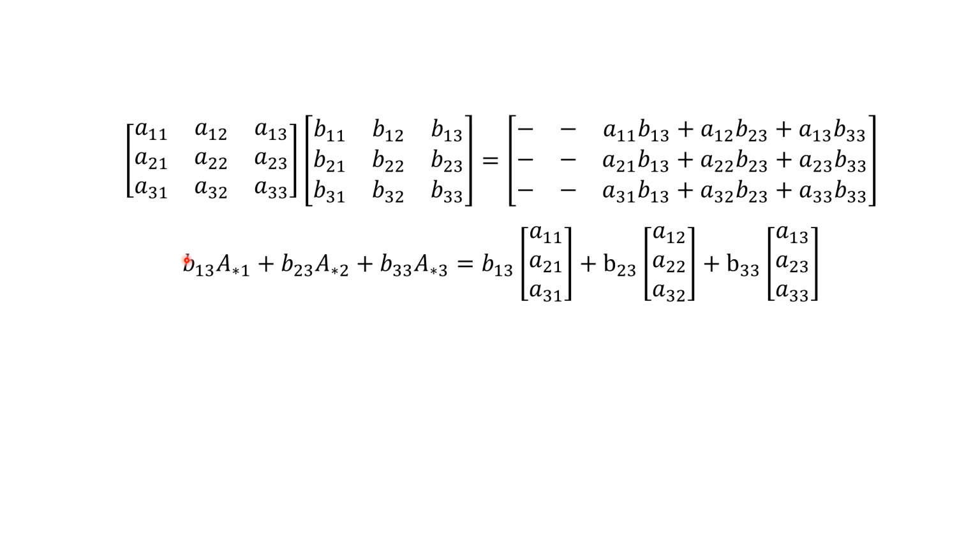Then our formula, in this case, as we're looking for the third column, is this here. We're just plugging in j equals 3 in our formula. And so we get B13 times the first column of A, B23 times the second column of A, and then B33 times the third column of A. And if you multiply and then add, it's pretty easy to see that you're going to get the same as what we have up here.